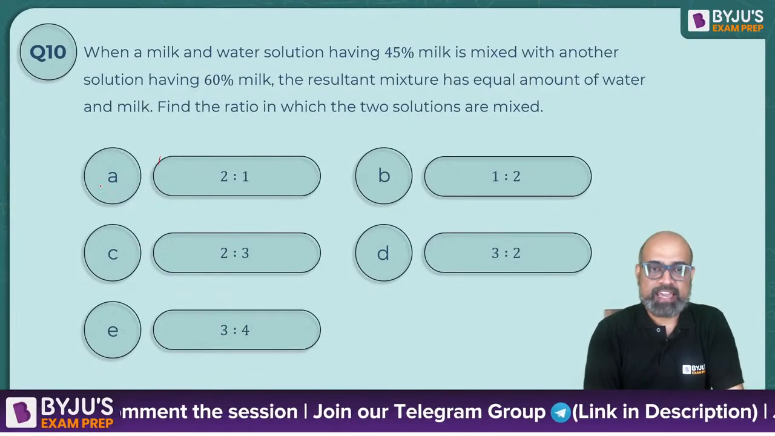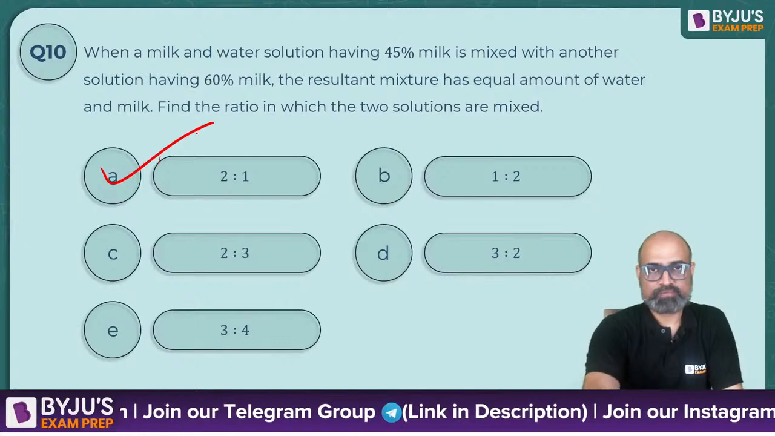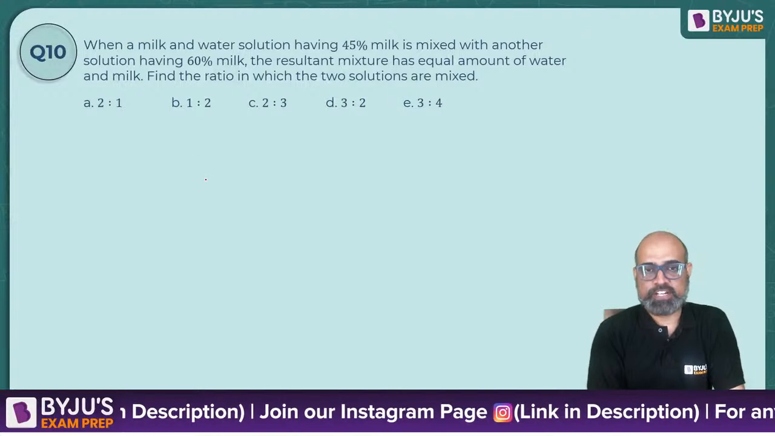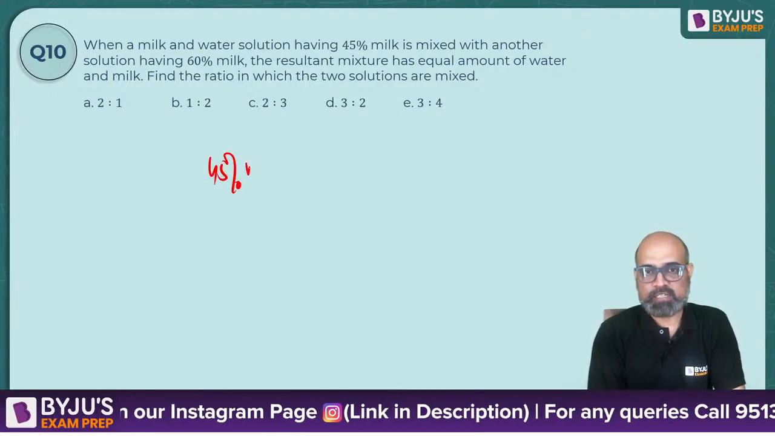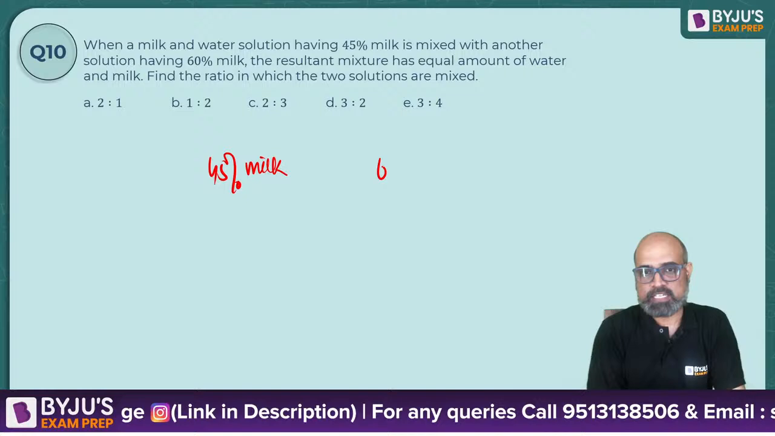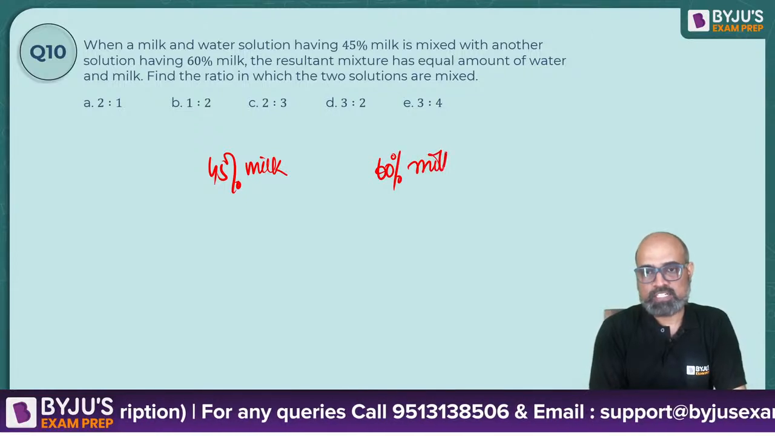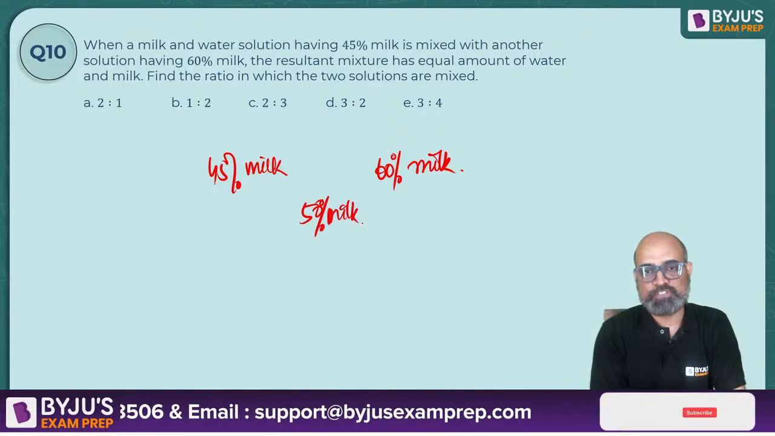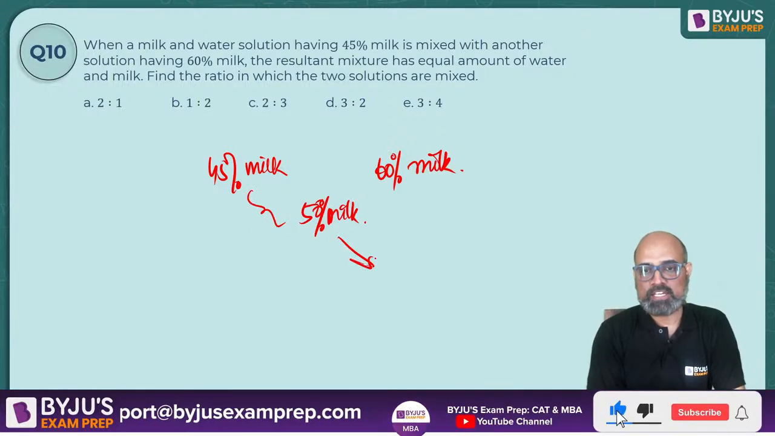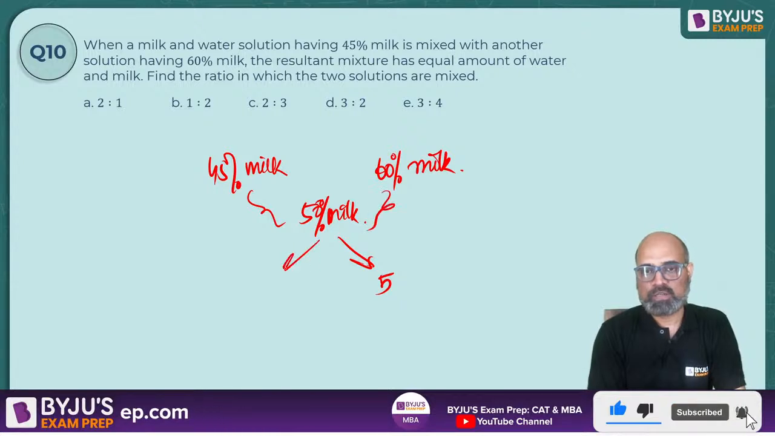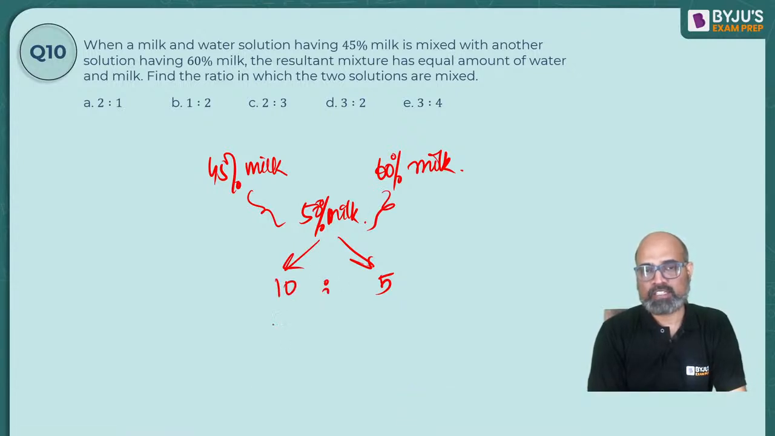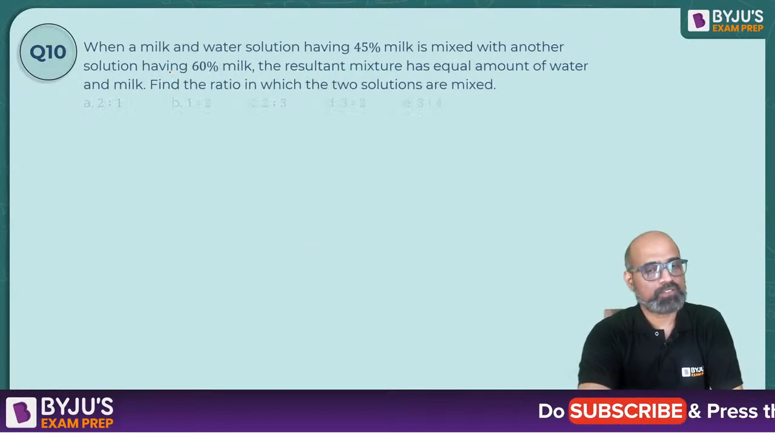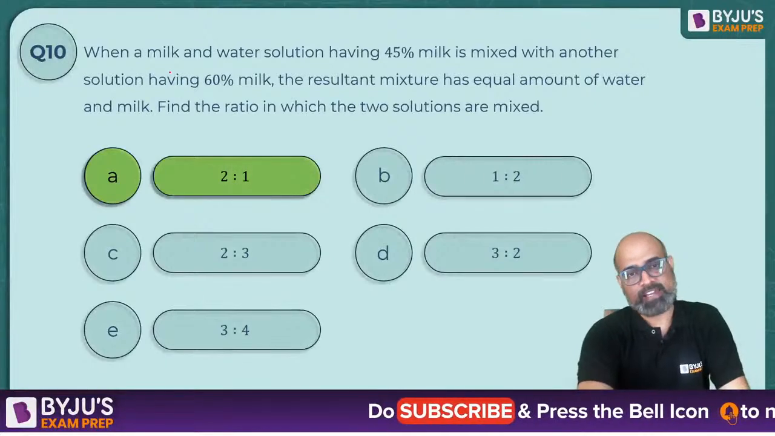So everyone is saying A. I'll go with A. So it's very straightforward. 45% milk is mixed with 60% milk so that the resultant has equal amount of milk and water. So that is 50% milk. Using the alligation, we will get the ratio, straightforward, right? So answer is alpha, A.